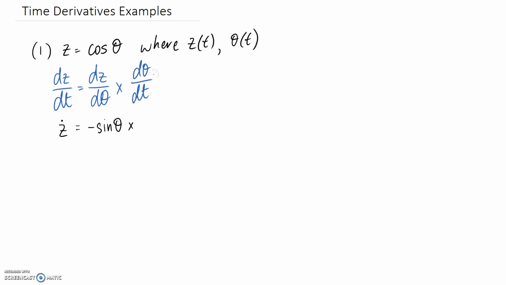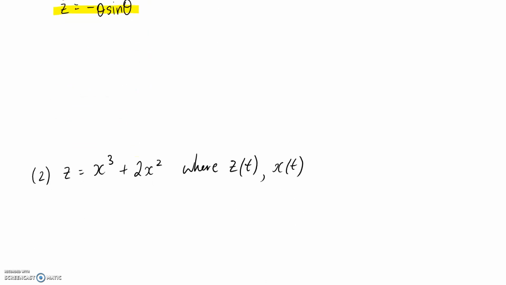We then need to take the derivative of theta with respect to time since they're dependent. So the derivative of theta with respect to time is just going to be either d theta on dt, or you can write this as theta dot. So the answer becomes this. Okay, so that's the first example complete. Of course, there we needed to use the chain rule. That's what this is called. So let's do another example.